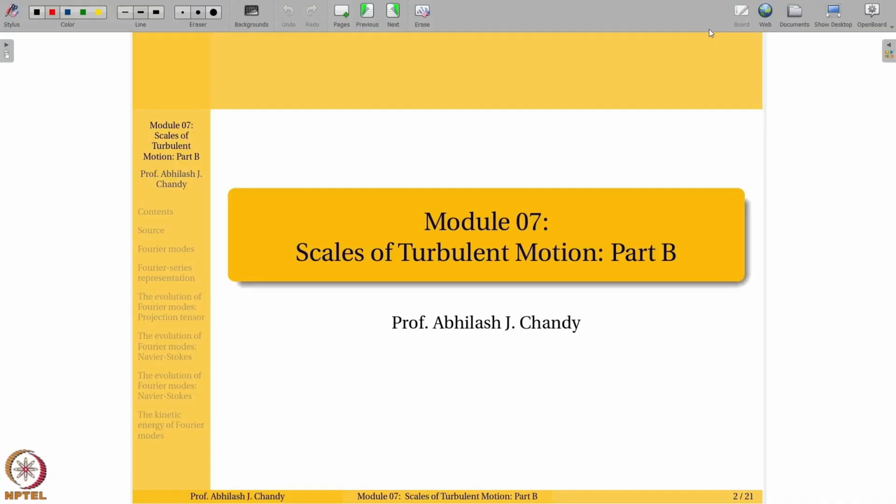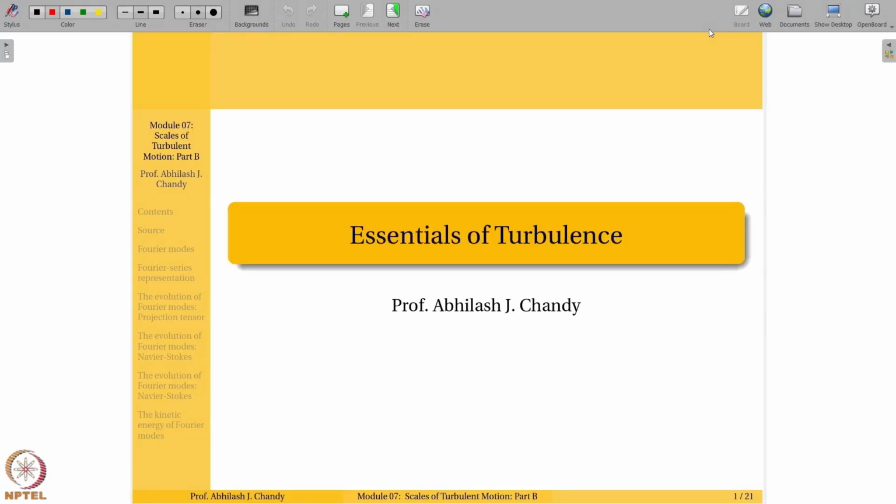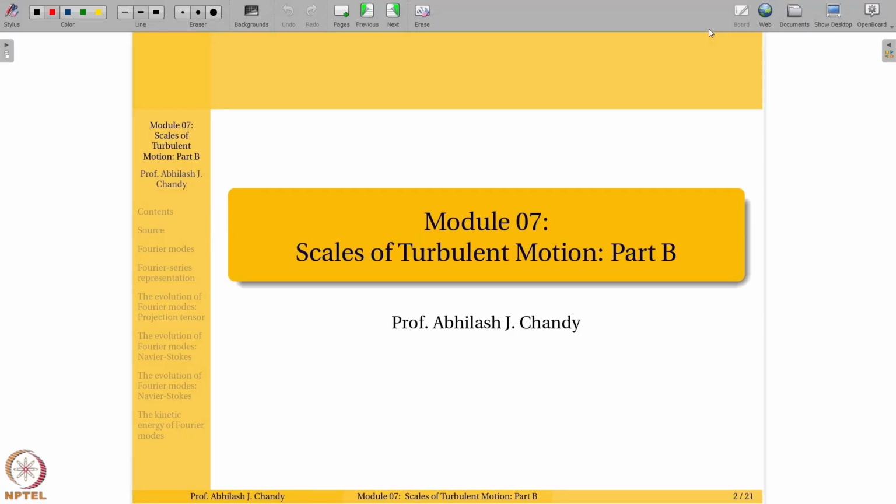Hello everyone. So today we are going to start with module 7, which is again dealing with the scales of turbulent motion. In module 6, we talked about Kolmogorov's hypothesis mainly. We dealt with his 3 hypotheses and how they related to the scales of turbulence. That was the focus, isn't it? The scales of turbulence, the length scales of turbulence. And in this module, we are going to do the same thing, except we are going to be extending it to Fourier modes. We are going to do a Fourier analysis of the scales.